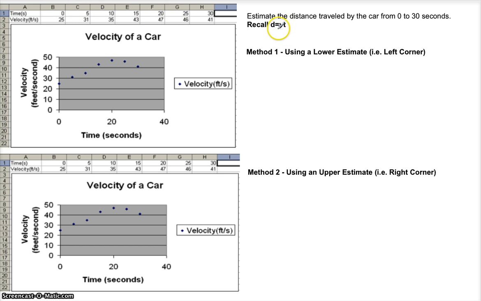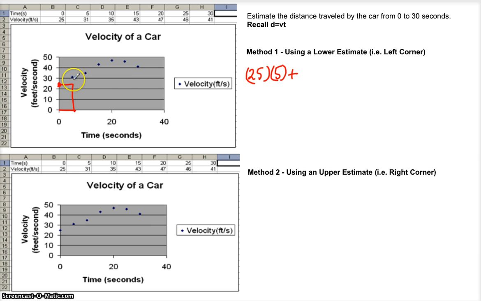But the velocities will depend on whether we pick the first data point as our velocity or the second data point. If we're picking the first data point as our velocity multiplied by 5, that's going to be the left corner of the rectangle that we draw from here straight across and then straight down. So that is the left corner of the rectangle, and we multiply the height here, which is going to be 25, by this time interval here, which is 5 seconds. So that's the area of the first rectangle.